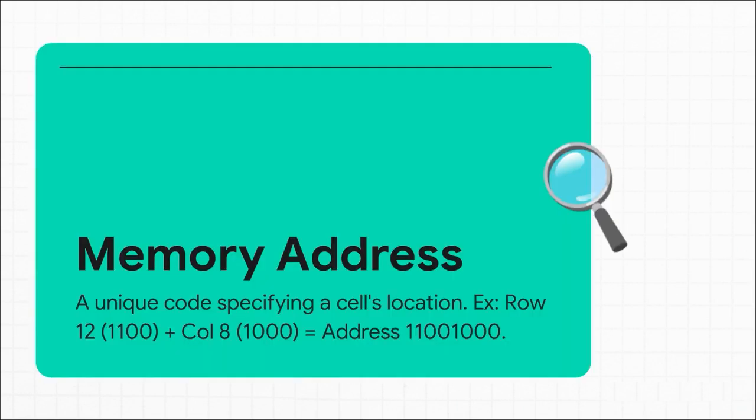This grid system gives rise to one of the most fundamental concepts in computing, the memory address. It works exactly like a street address for a house. It tells the computer the precise location of any memory cell. We just combine the binary code for the row and the binary code for the column, and that creates one unique address for every single bit.